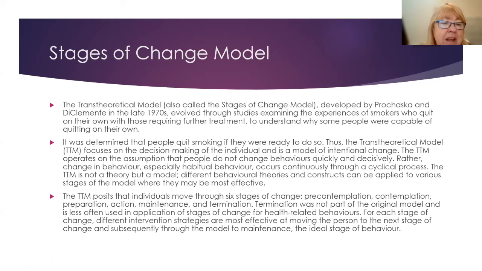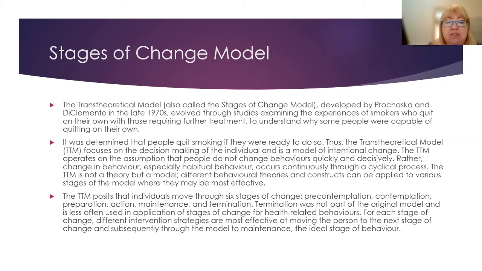And it really has the belief that people don't change behaviors quickly and decisively. They don't just do it like that. I mean, some people may have the idea like that, but the actual change in behavior doesn't just happen like that. The stages of change model says change in behavior, especially a behavior that's a long-standing habit, like smoking, occurs through a cyclical process. Okay. And it says that the person moves through 6 stages of change.